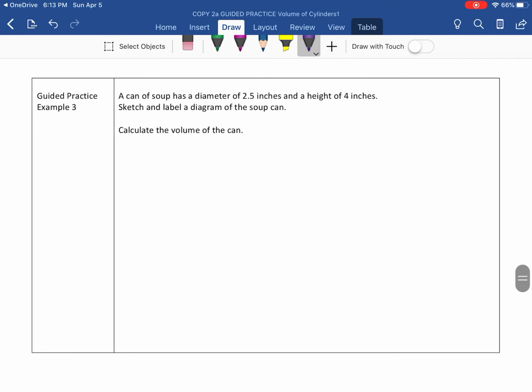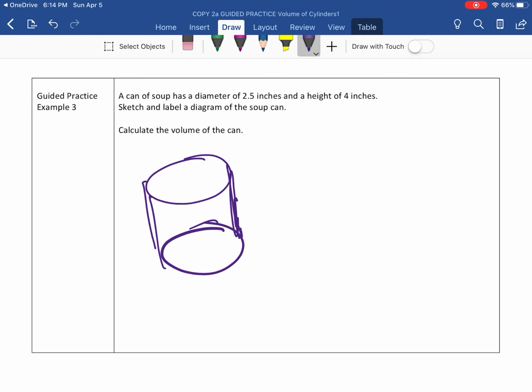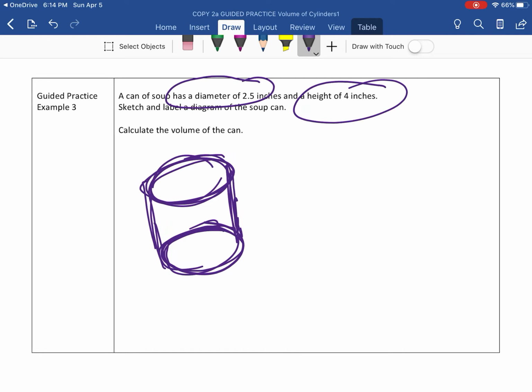All right, now the last one that we're going to do is a can of soup. So sketch it out. You got a can of soup. Hey, that one's pretty good. Connect them. Fill it in a little bit. Hey, not too bad. I'm getting better at these. Hopefully yours are too. So there, I've got a can of soup. The diameter is 2.5 inches. The height is 4 inches. So I know the height is 4 inches.